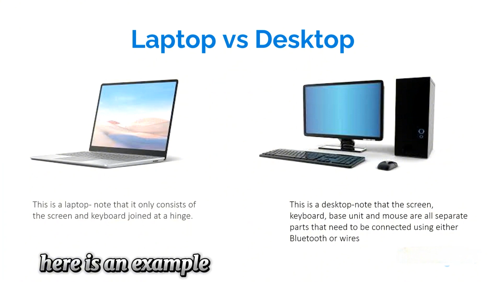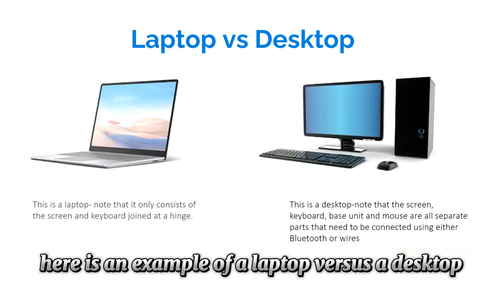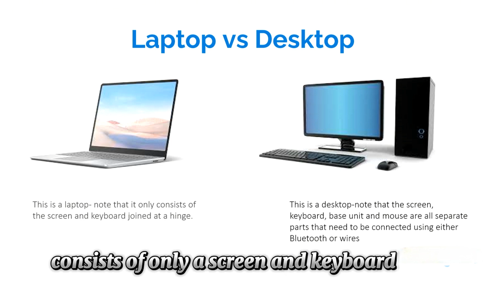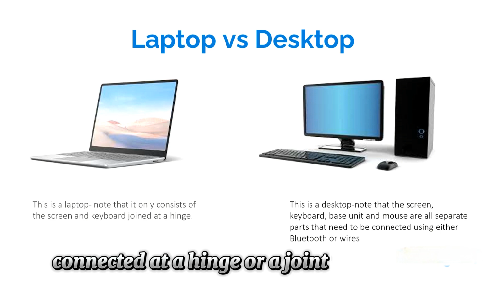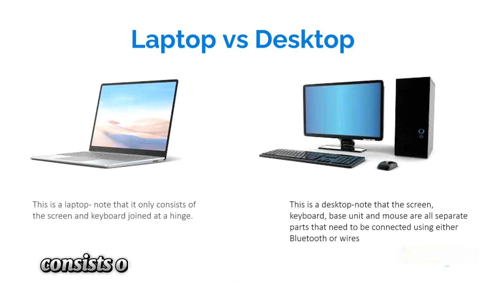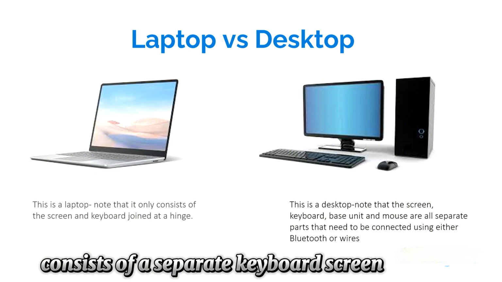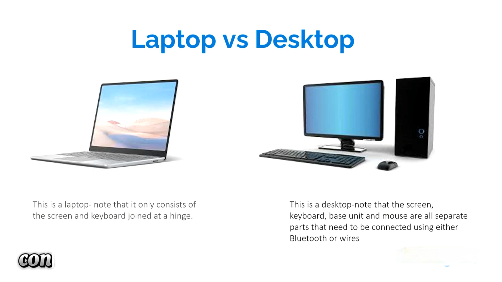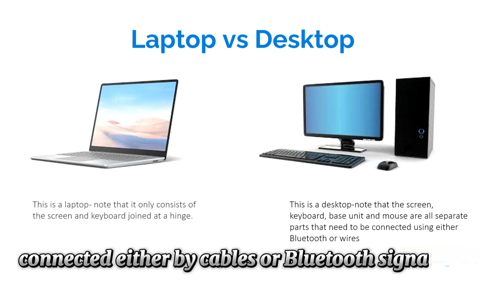Here is an example of a laptop versus a desktop. As you can see, the laptop, on the left, consists of only a screen and keyboard connected at a hinge or a joint, whereas the desktop, on the right, consists of a separate keyboard, screen, mouse, and base unit, the tall tower to the right, connected either by cables or Bluetooth signals.